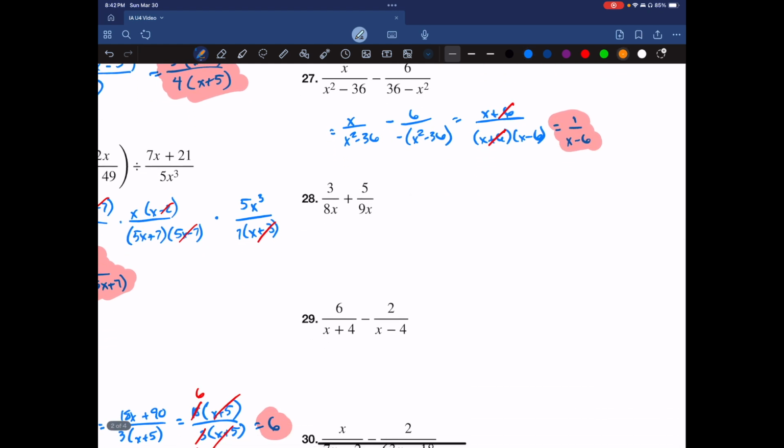Okay, on 28, it's not quite as simple. You have an 8x and 9x. They have an x in common, but they don't have the rest. Whatever you do to the top, you have to do to the bottom. You have to balance everything.